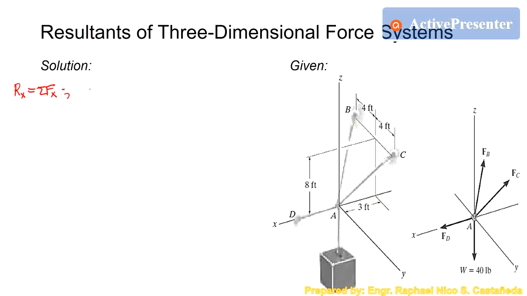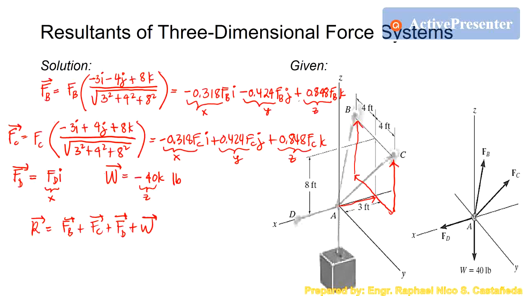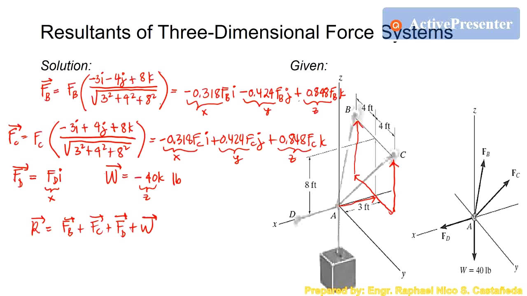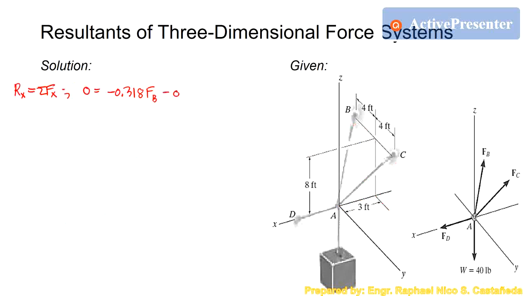So Rx is 0, then you sum up all the forces in X. For FB, we have -0.318 FB. For FC, we also have -0.318 FC. For FD, we have positive FD. That is the first equation. The second equation is the sum of all forces in Y. Ry is 0 because there will be no resultant on the Y axis. For FB, we have -0.424 FB, and for FC, we have positive 0.424 FC.